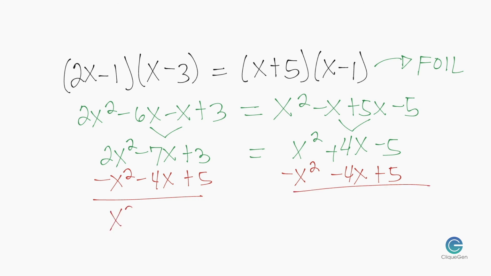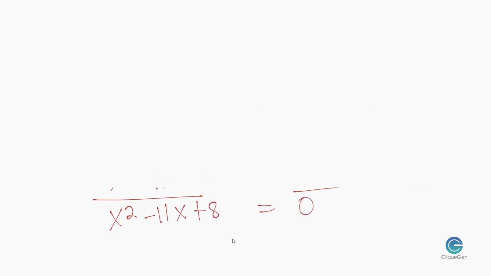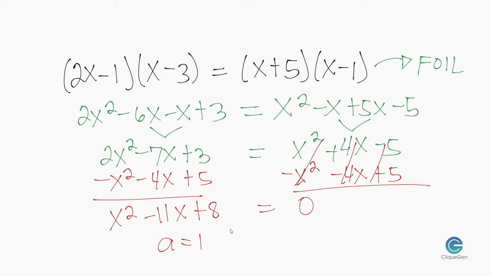Thus, our final equation would be x squared minus 11x plus 8 equals 0, where a equals 1, b equals negative 11, and c equals 8.